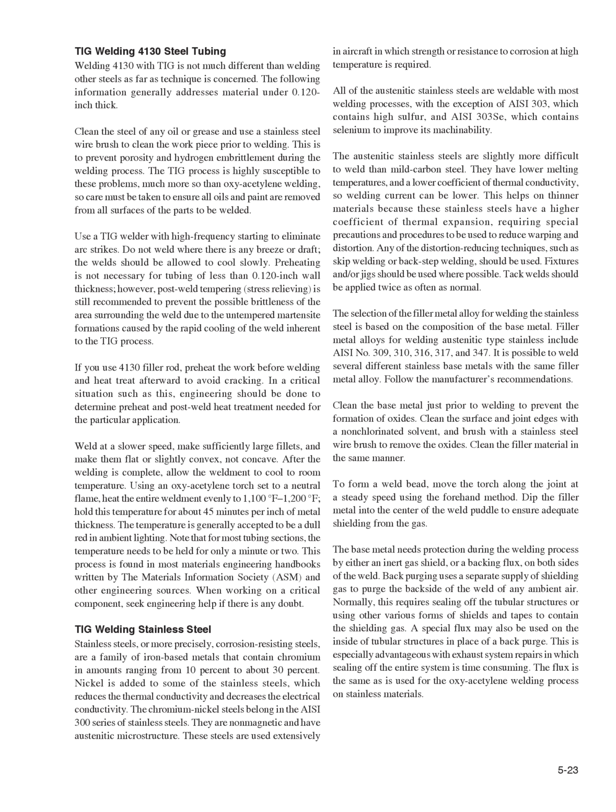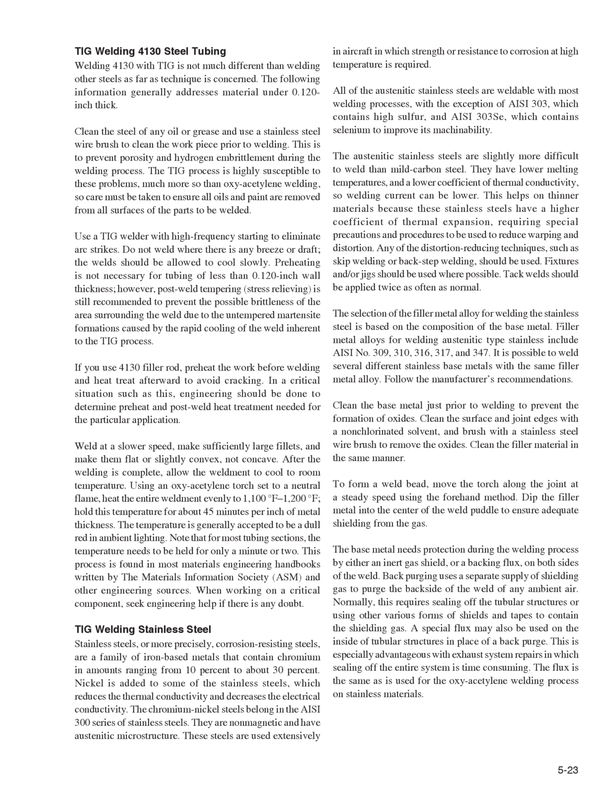Any of the distortion-reducing techniques, such as skip welding or backstep welding, should be used. Fixtures and/or jigs should be used where possible. Tack welds should be applied twice as often as normal. The selection of the filler metal alloy for welding the stainless steel is based on the composition of the base metal. Filler metal alloys for welding austenitic type stainless include 309, 310, 316, 317, and 347.